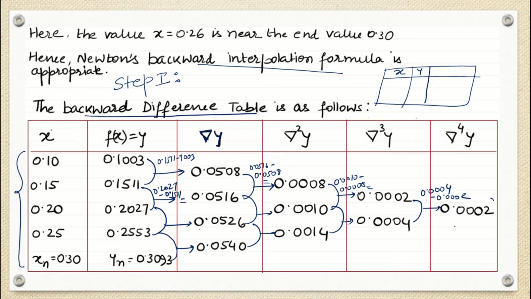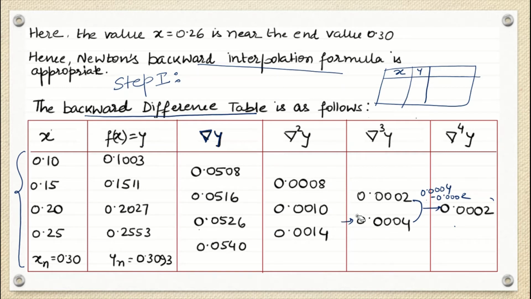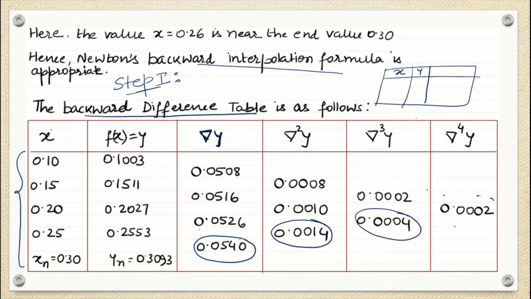Step number 2 is what? In my step number 2, I am going to write down the formula of Newton's backward interpolation. But Newton's backward interpolation formula demands leading backward differences. And to get leading backward differences, we actually build this backward interpolation table. What are leading backward differences? They are the last entries of your difference columns. So these values are your leading backward differences.